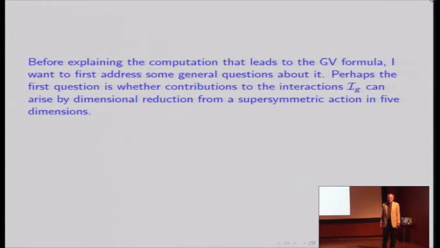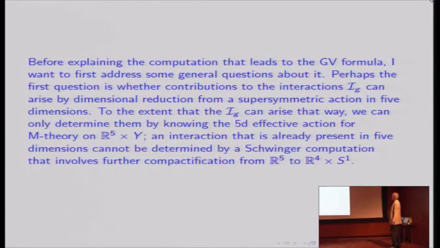And a Schwinger calculation in a magnetic field in 5 dimensions isn't going to tell us what was happening microscopically in 5 dimensions. The 5-dimensional effective action is input to the Schwinger calculation. So the Gopakumar-Vafa strategy will only tell us what happens in 4 dimensions that didn't happen in 5 dimensions. What happens as a result of compactifying on the circle and turning on the graviphoton background. So to the extent that the I_g can arise by classical dimensional reduction, we can only determine them by knowing what there was in 5 dimensions.